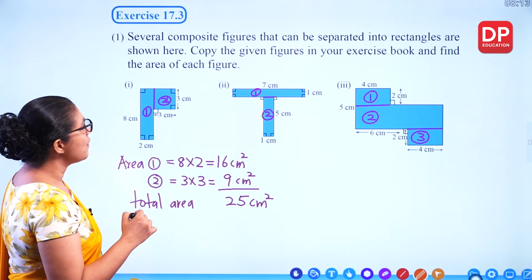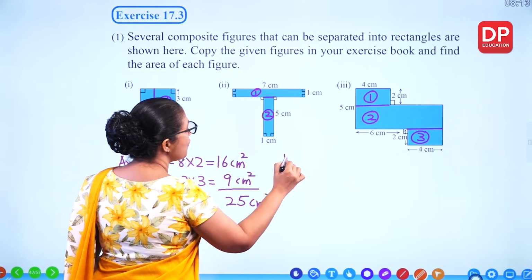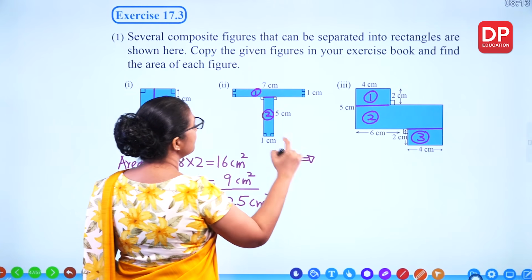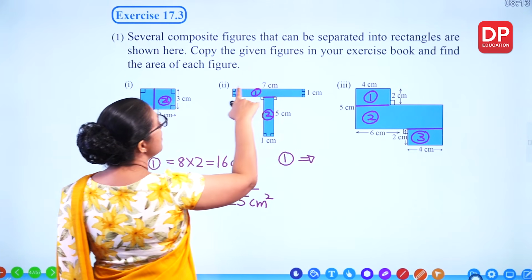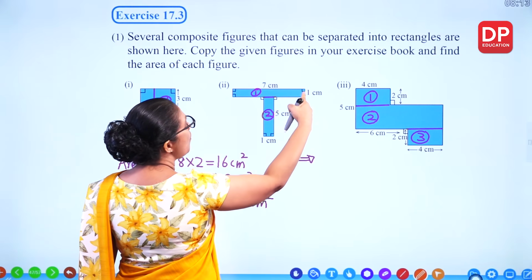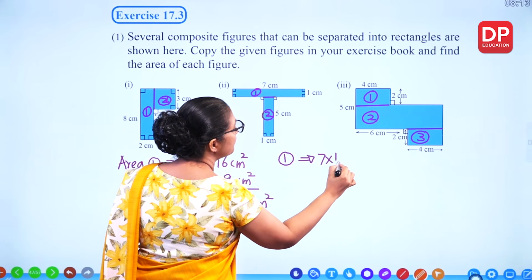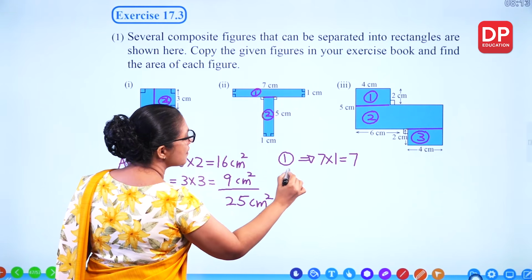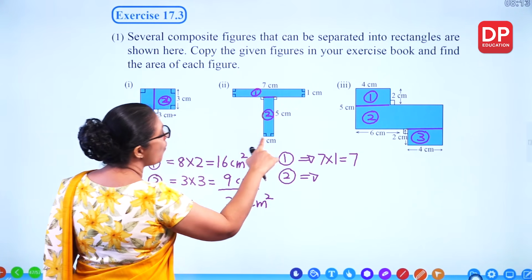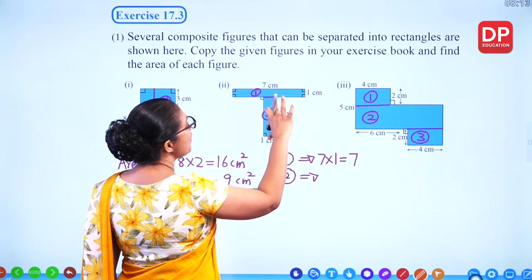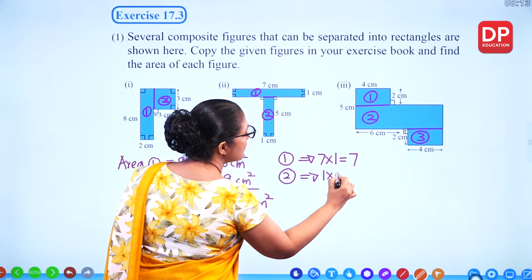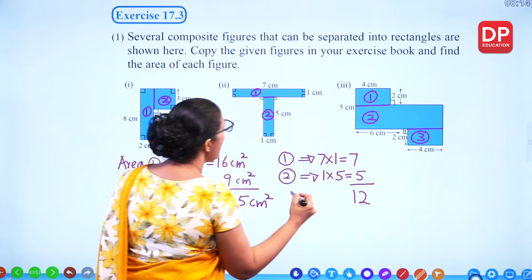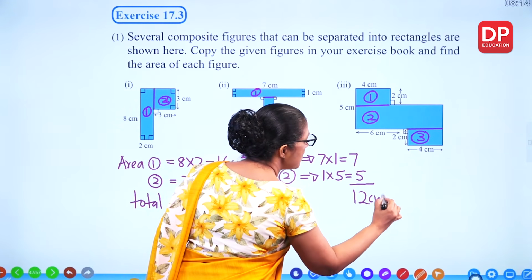Now take the second figure. What's the area of the first one? The bigger one is 7 and 1. 7 times 1. That's 7. What's the smaller one? Second part. 1 centimeter width, and this is 5. 1 times 5. So you get 5. When you add it together, you get 12 square centimeters.